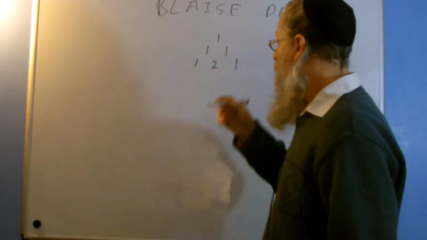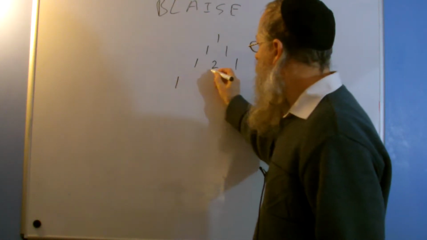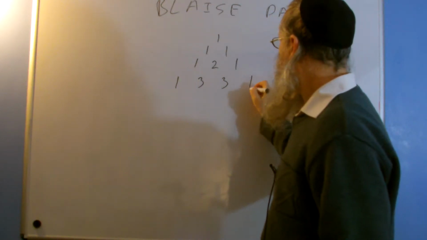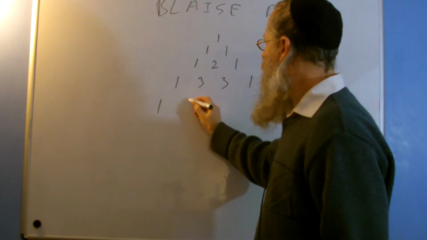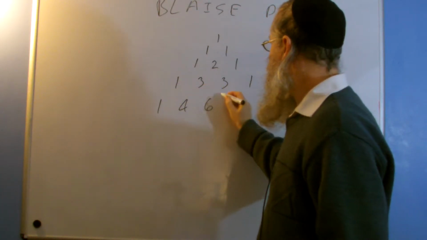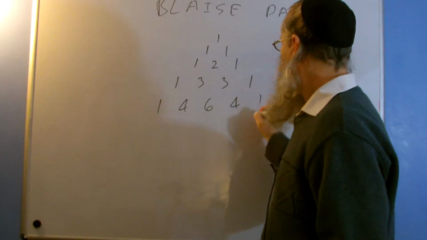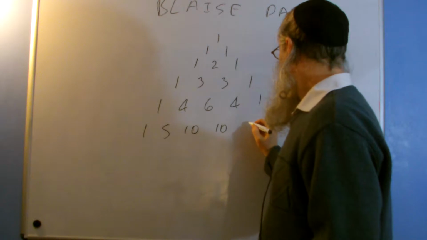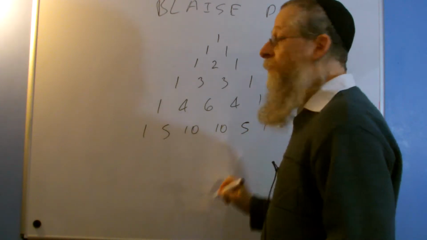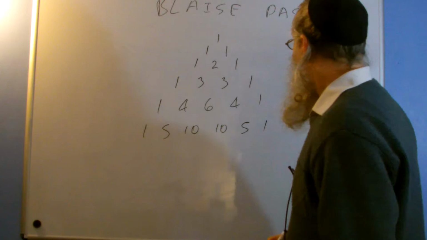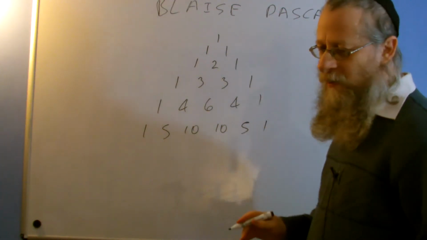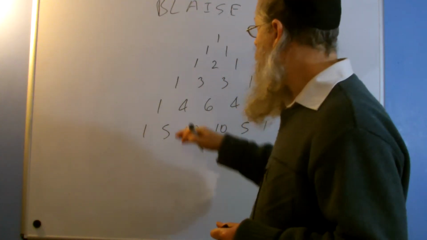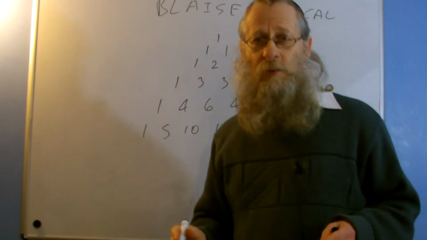And then you have a 1 at the side. And you keep going down, and you always add the two above. So 1 and 2 is 3, 2 and 1 is 3, and then 1 again. 1 and 3 is 4, 3 and 3 is 6, 3 and 1 is 4, and 1 again. And you keep going down, and you eventually have no more room on your paper to do any more. So that's Pascal's triangle, and what was recognised about that triangle was that they are the coefficients of binomial expansion.